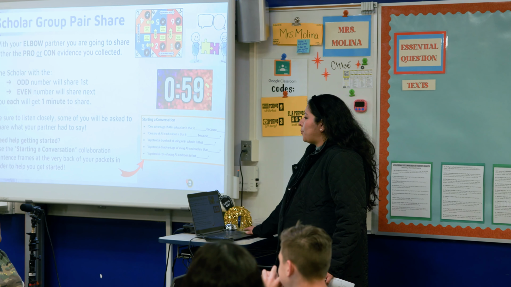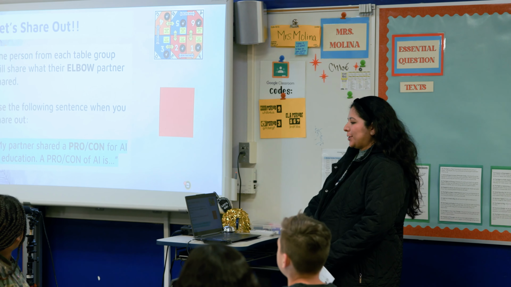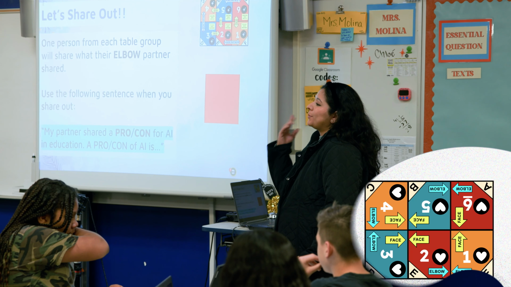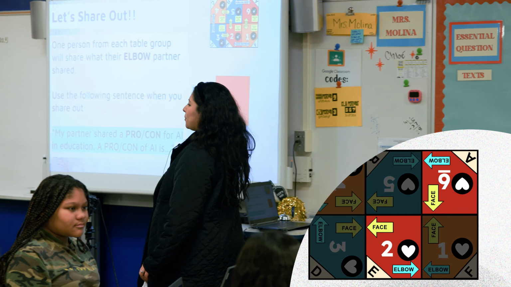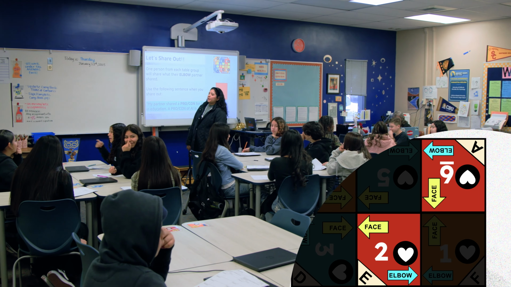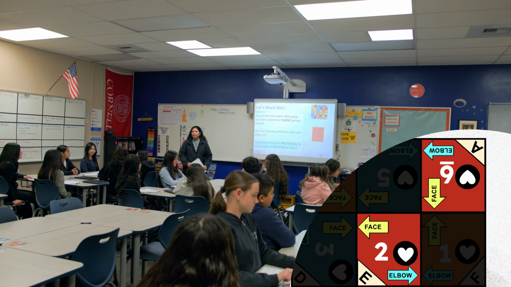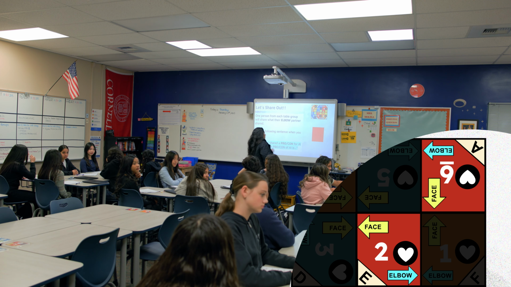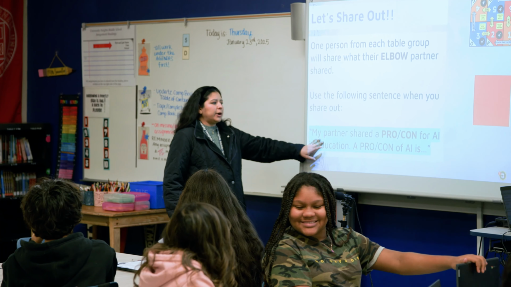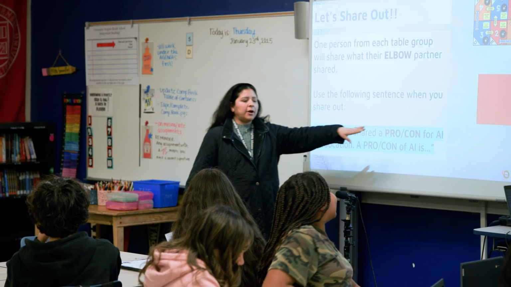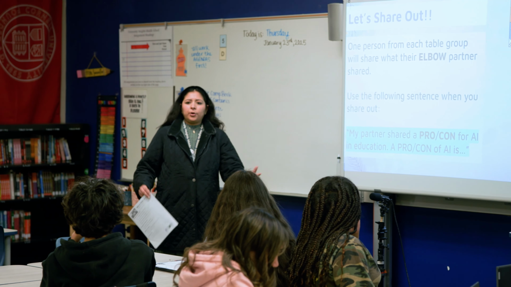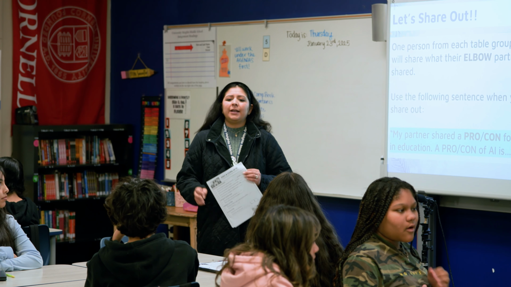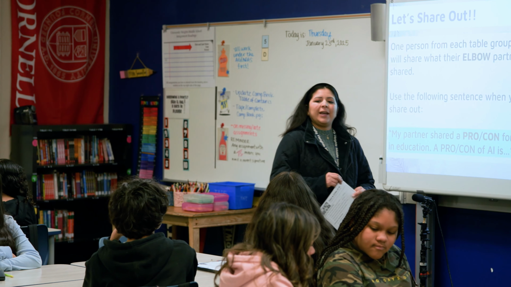So now I'm going to have one person from each group share out. Okay, so you're not going to share out what you said, though. You're going to share what you heard your elbow partner say. So if you're red, I'm going to have you go ahead and share out for each table. So let's go ahead and get started with my hearts. If you're red at the hearts table, go ahead and share what you heard. And you can use this sentence from here. My partner shared a pro, or my partner shared a con for AI in education. The pro or the con is, and then share it out loud. So go ahead.